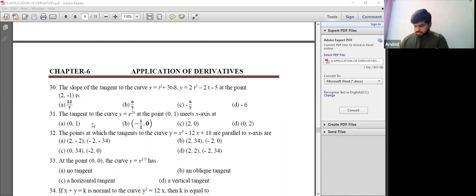So try doing this. Yesterday we have done similar ones. Here the curve is y equals e to the power 2x. Did anyone get the answer? It should be between option B and option C. I've given you the clue. Tangent to the curve means first find dy by dx.